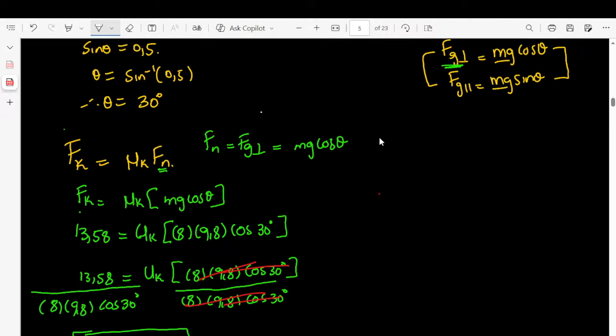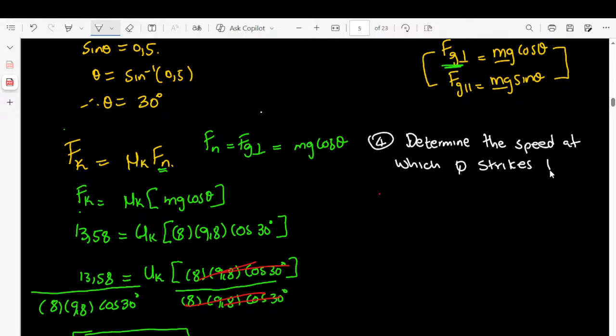You see, these are long questions. I always like to focus on long questions. Number 4: determine the speed at which Q strikes the ground.